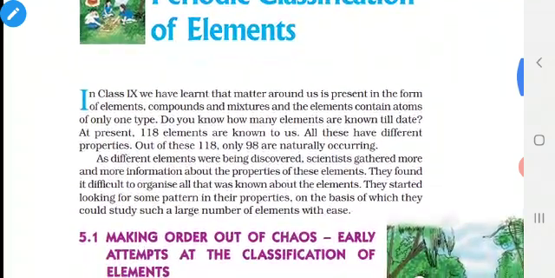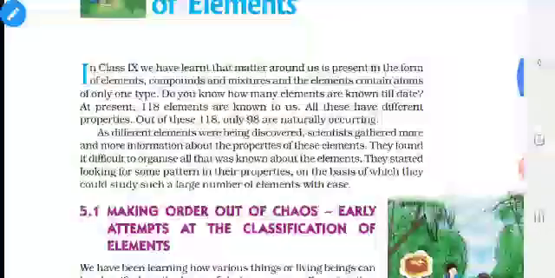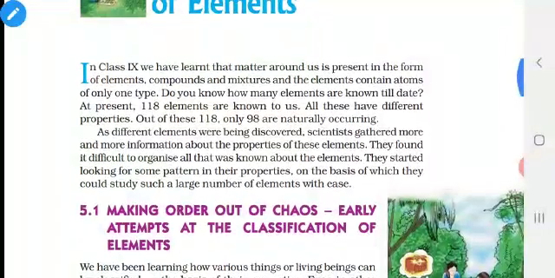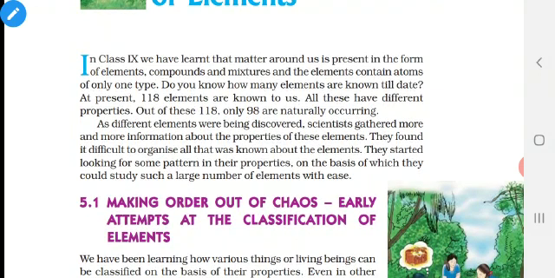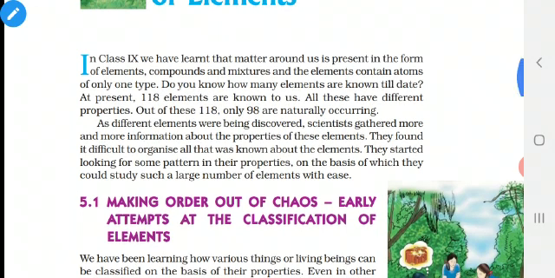Like that, elements, compounds, mixtures are all matter only, isn't it? So what is an element? We have learned in 9th standard. An element is in the pure state. Compound means it contains 2 atoms or 3 atoms. It may contain 4 atoms, 5 atoms, whatever it may be. Mixtures mean a combination of 2 elements, or a combination of 2 compounds, or 6 compounds, or 9 compounds, or 10 compounds. They are said to be a mixture.